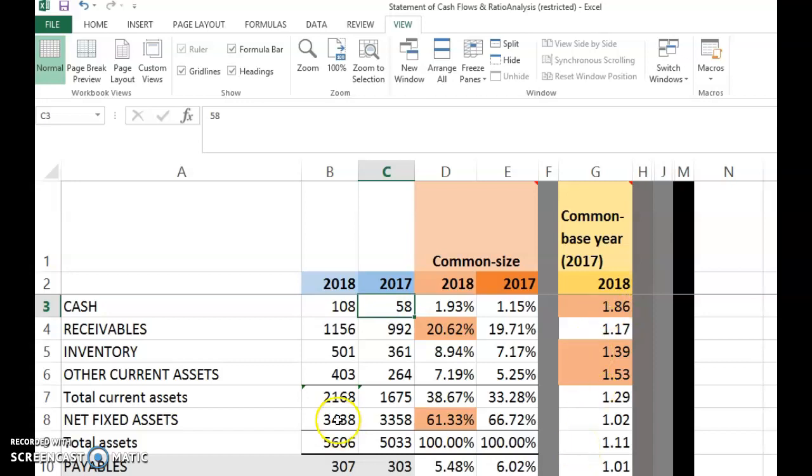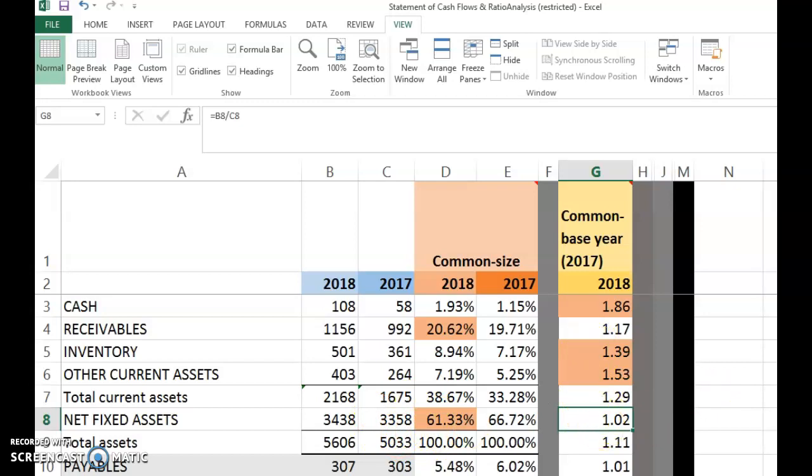For example, let's take net fixed assets. How do you get the value? The common base year value for the year 2018. You take the net fixed asset value in 2018, divide this by the net fixed asset value in 2017. So therefore, it is 3438 divided by 3358. Therefore, you get 1.02. So how do you interpret this? It means that the net fixed assets in 2018 is 1.02 times the net fixed asset value in 2017. Is that okay? So that's what it tells you.